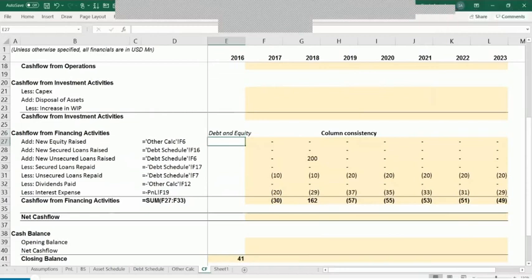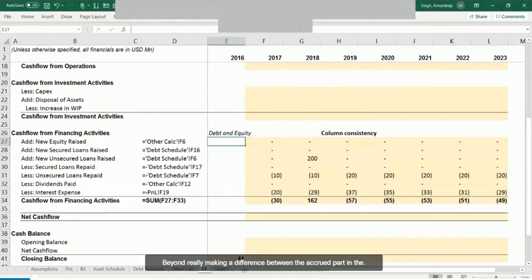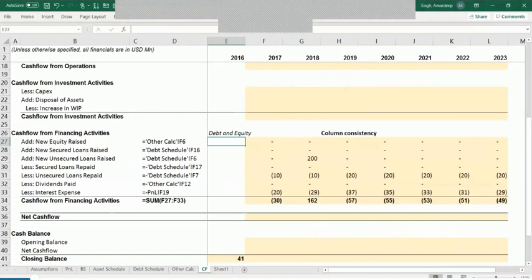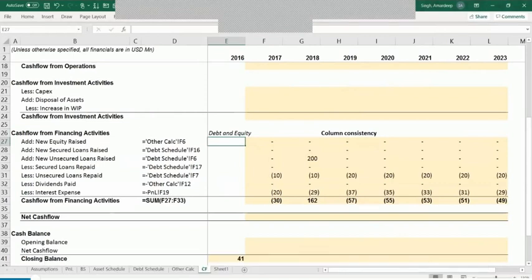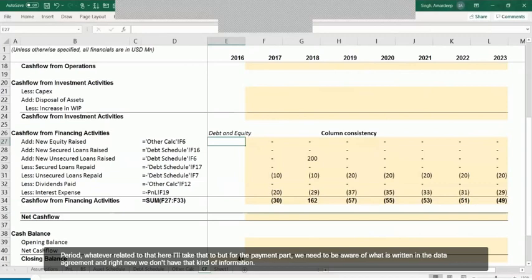Abhinandan, if you see the way we created the financial model, we aren't really making a difference between the accrued part and the payment part on the interest, because I don't know the frequency in which the interest is being paid and the frequency at which it needs to be accrued. Accrual is simple: if it is a 12 month period, whatever relates to that year, I'll take that to P&L. But for the payment part, we need to be aware of what is written in the debt agreement. Right now, we don't have that kind of information. So usually, in the absence of that information, the best option is to assume that whatever is accrued, we are going to pay in the same period. That's why I'm taking it the same. So directly you could pull it from out here.